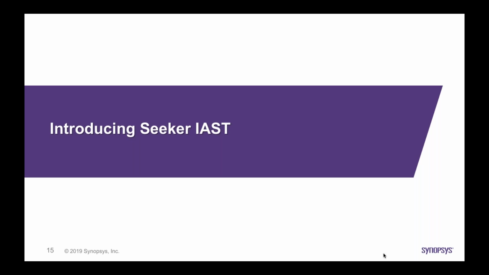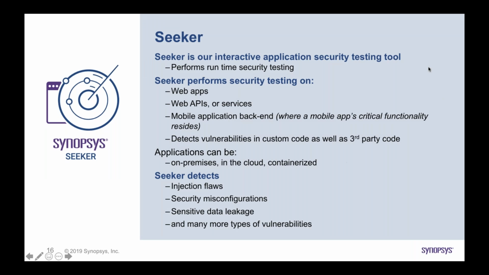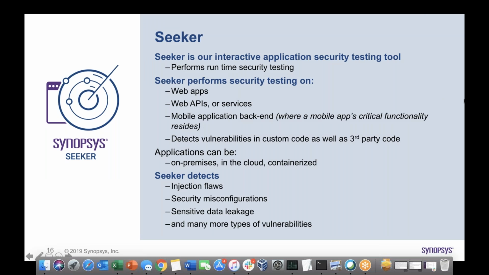Before I go into details and demo, let me give you a quick overview of Seeker. Seeker is our interactive application security testing tool, and it performs security testing at runtime. You can use Seeker to perform security testing on web applications, web APIs or services, and mobile application backends. And Seeker detects vulnerabilities in custom code as well as third-party code.